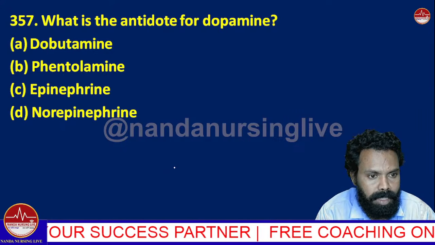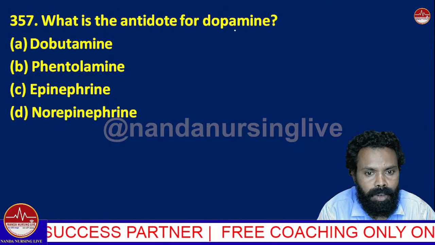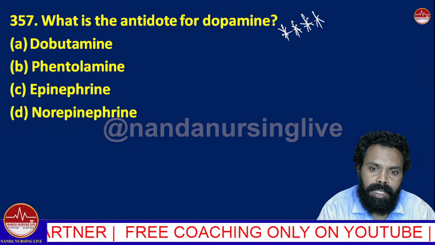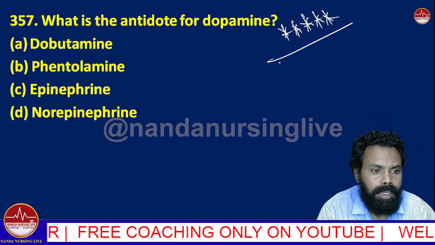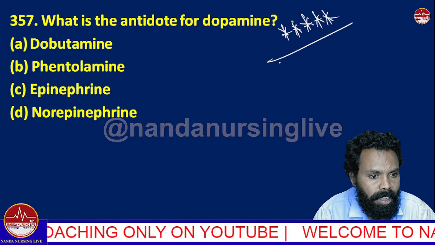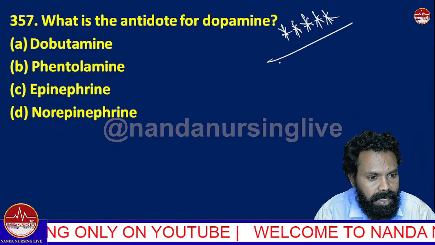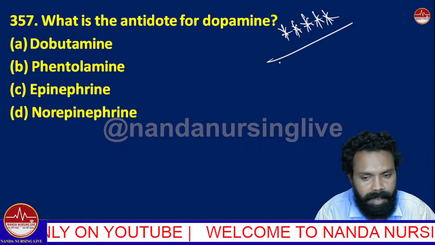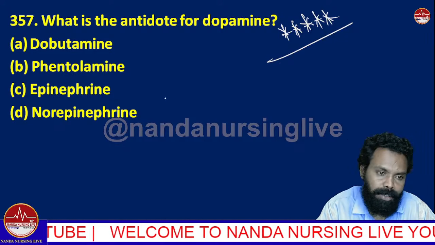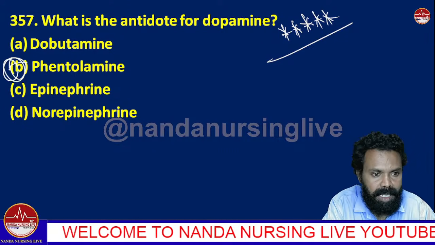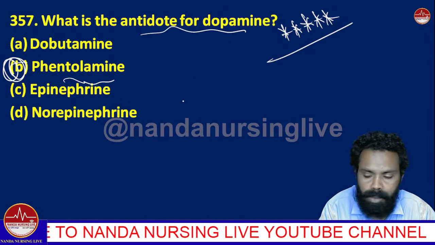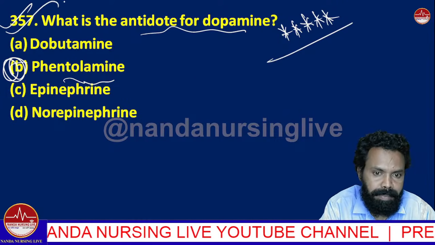Next question number 357. What is the antidote for dopamine? Answer quickly. Option A dopamine, option B phentolamine, option C epinephrine, option D norepinephrine. So which option is the correct answer? The correct answer is phentolamine, option B. So phentolamine is the antidote for dopamine. Most important MCQ, note it down.